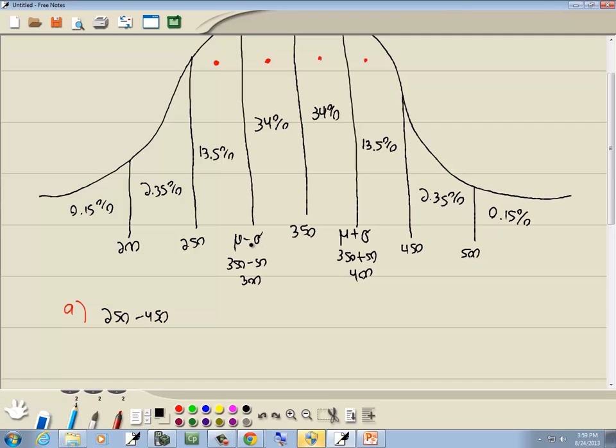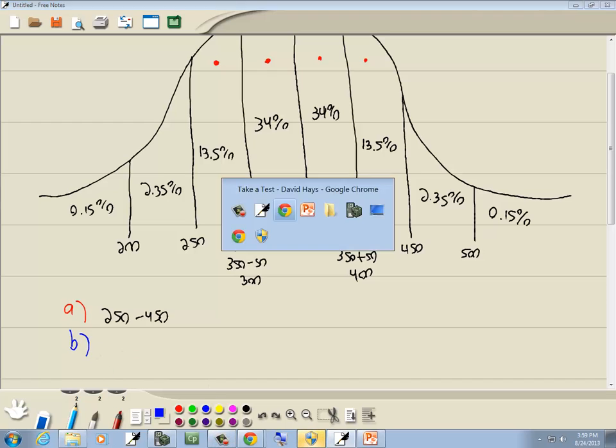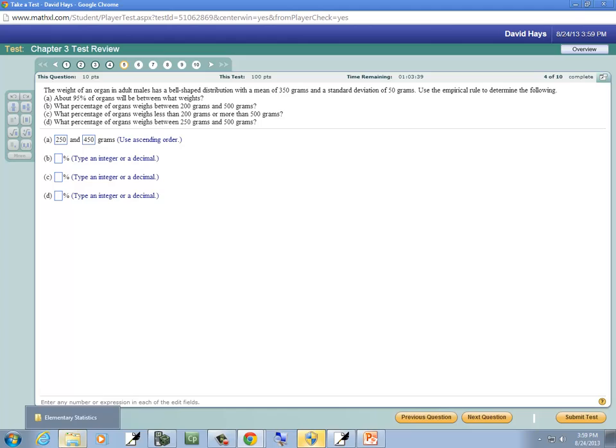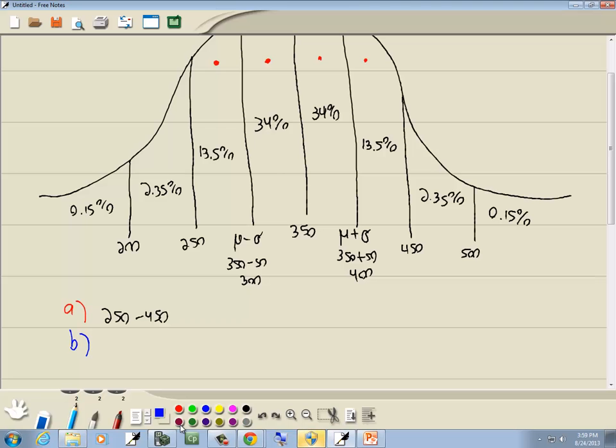And part B, let me choose a different color. Part B says, what percentage of organ weights, I'm blind. What percentage of organs weigh between 200 and 500? Okay, so 200 to 500. So here's 200. So it starts here and goes to 500. So it goes clear over to here. So we're adding all the percentages in this range right here.